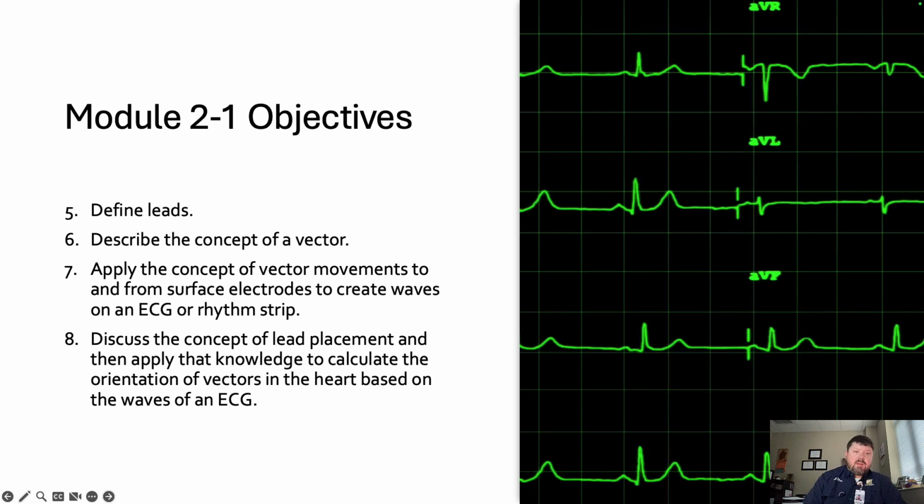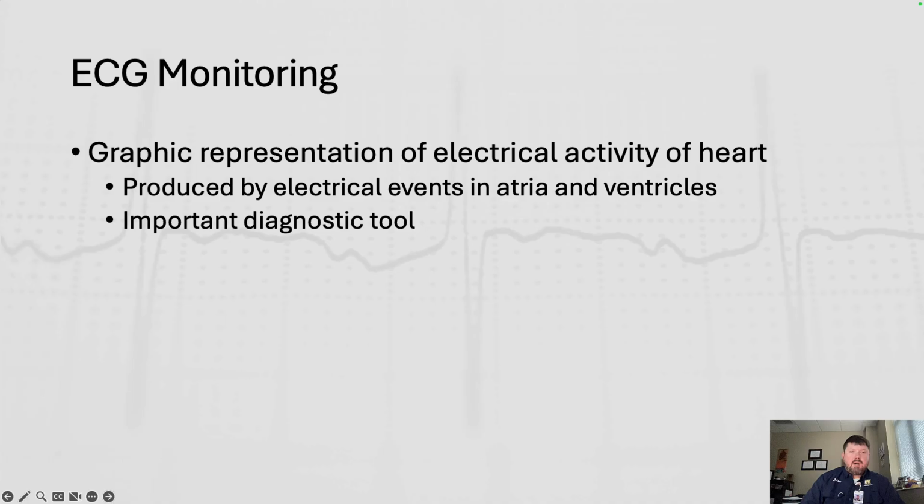Apply the concept of vector movements to and from surface electrodes to create waves on an ECG rhythm strip, and discuss the concept of lead placement, and then apply that knowledge to calculate the orientation of vectors in the heart based on the waves of an ECG. And so that's a really long objective there for something that in reality is a simple concept.